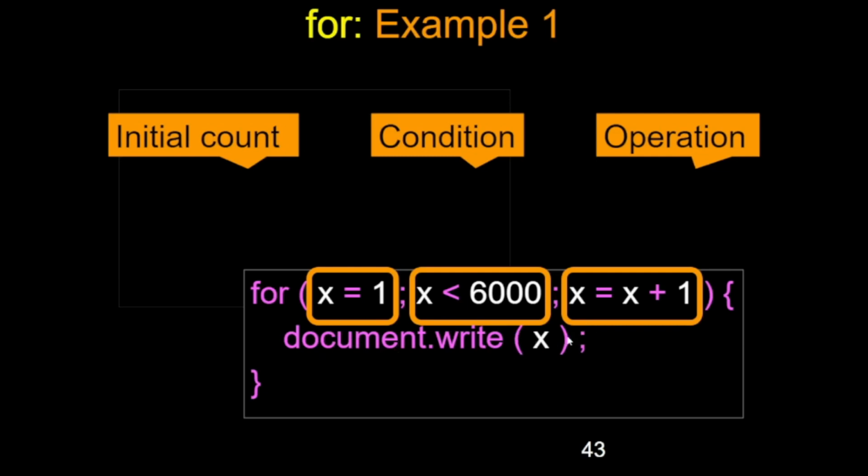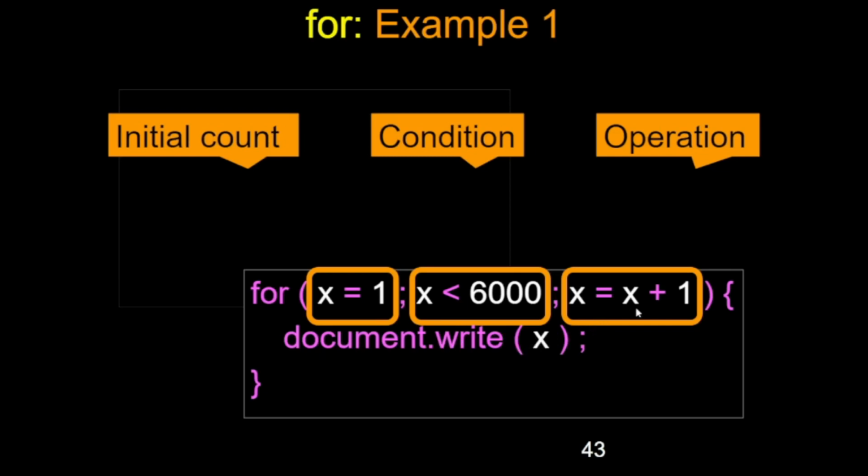Remember, this is a very important thing to note about the for loop: the initialization expression will be evaluated first. It will check the initial value of x, that is 1. Now it will check the test condition. If x is less than 6000, and that's true, it will go directly to execute the statement inside the curly braces. So document.write(x) will write the value of x, that is 1, in the document. Now it will update the value, x equals x plus 1, so x becomes 2.